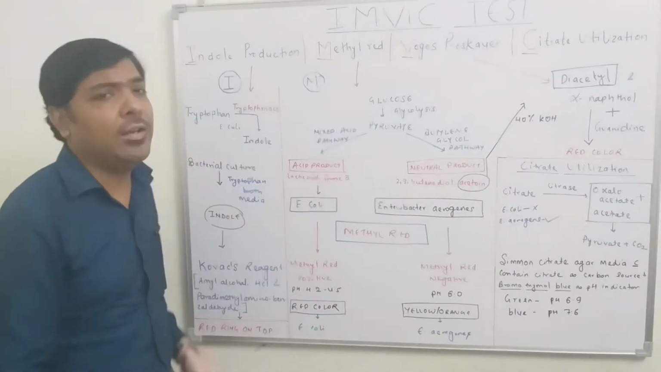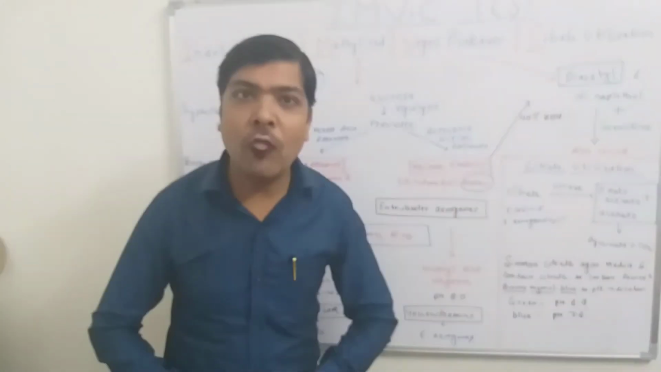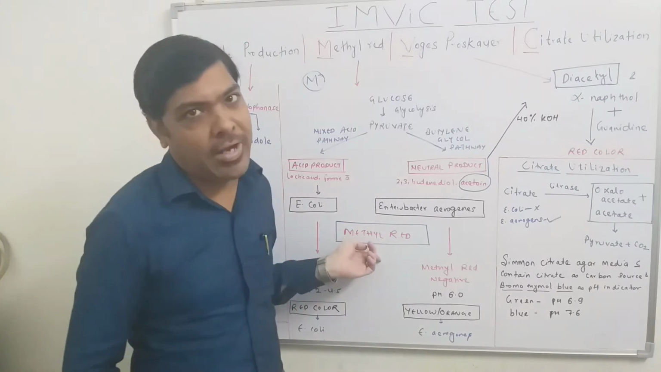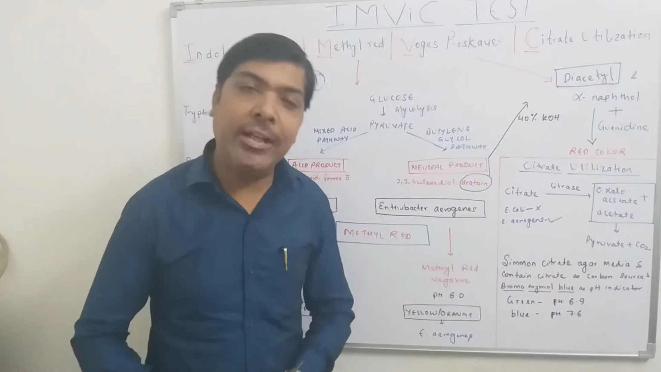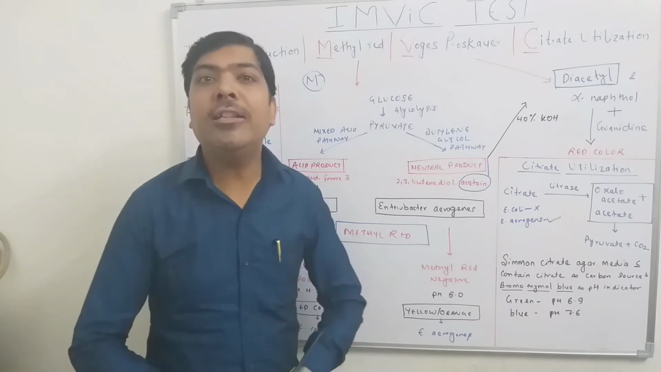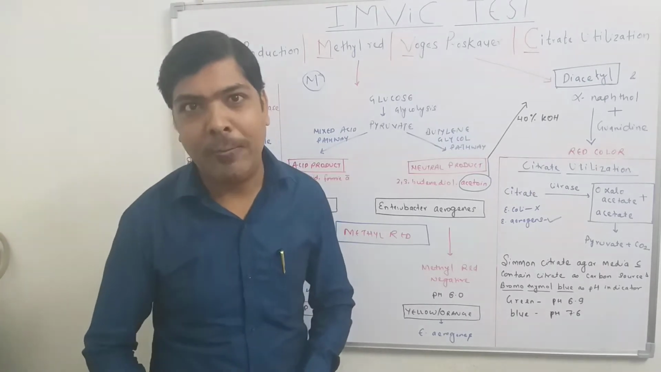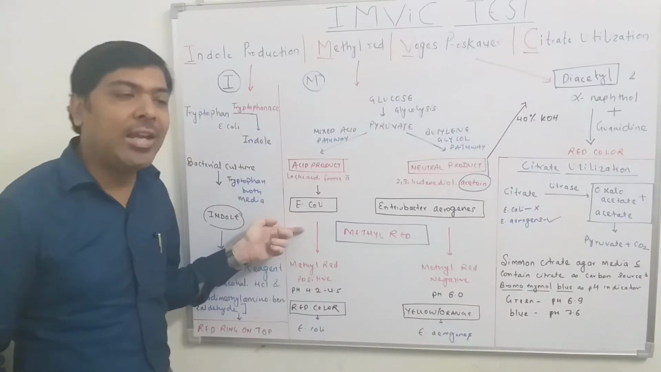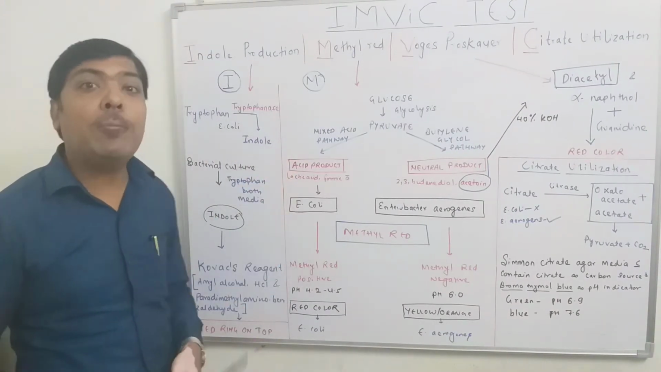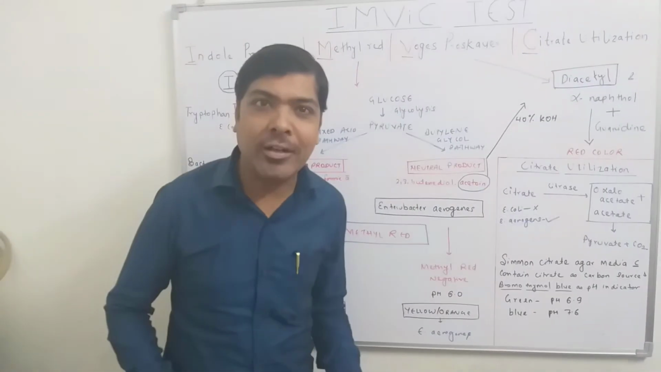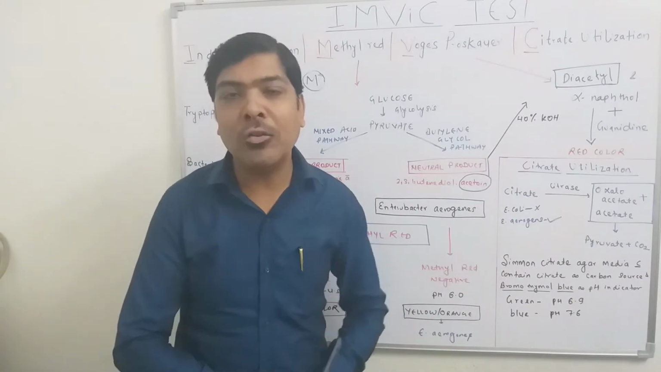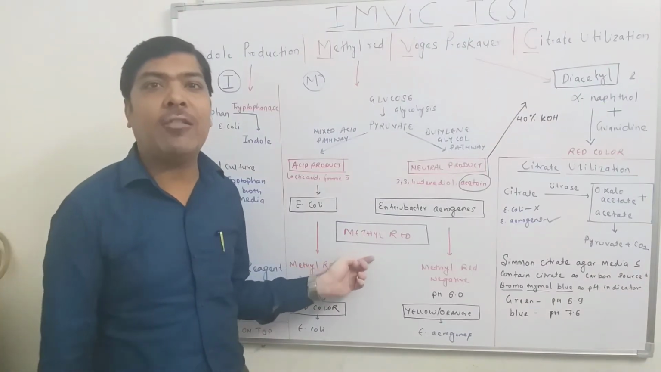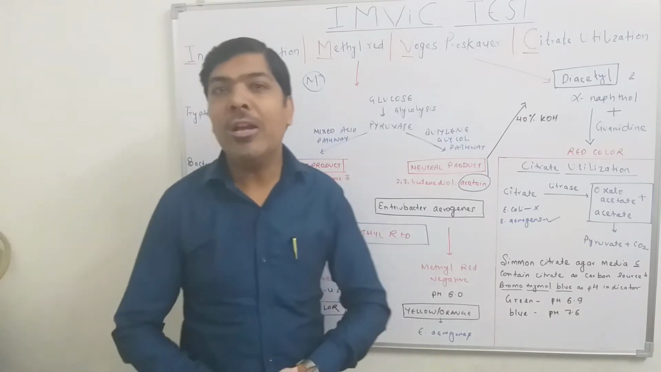So in this situation, if in a culture broth we add an indicator called methyl red, and as we know, the methyl red indicator gives a red color in an acidic environment. In the case of E. coli, acidic end products are generated, and because of this the pH of the broth or media becomes acidic. So when we add the methyl red dye, the red color will be formed.